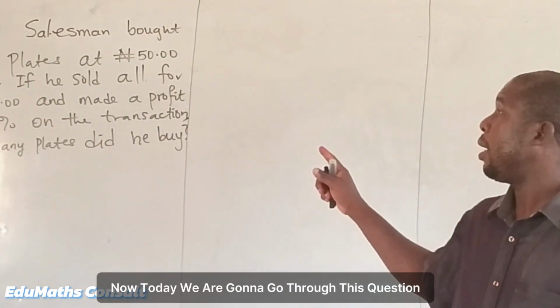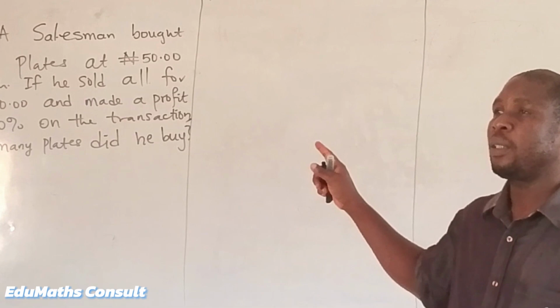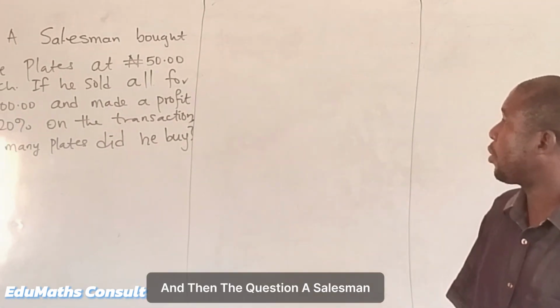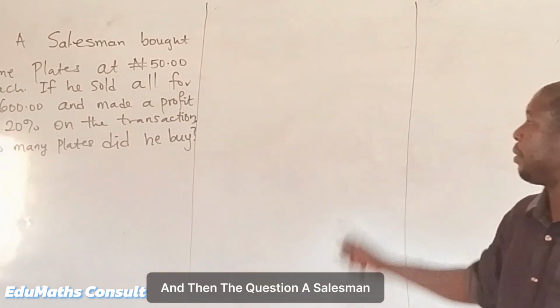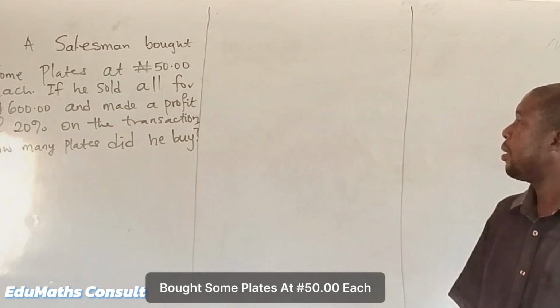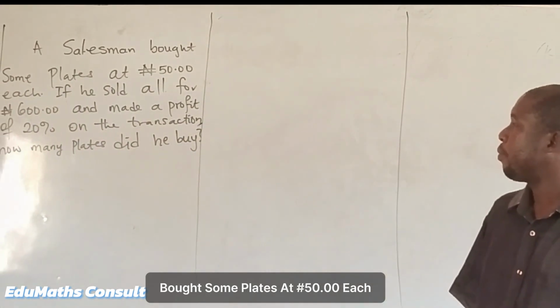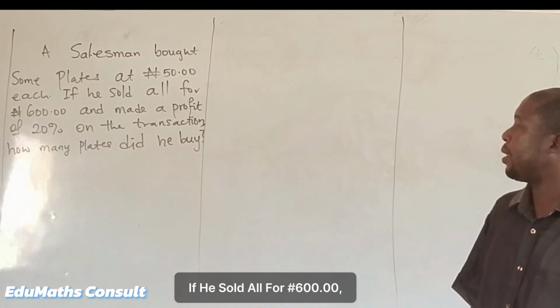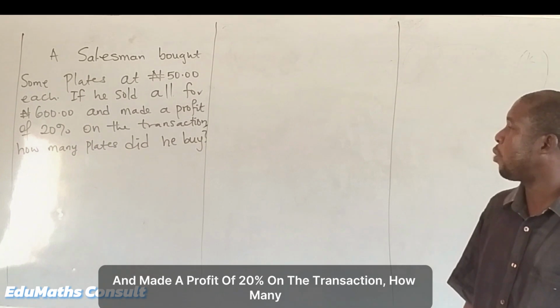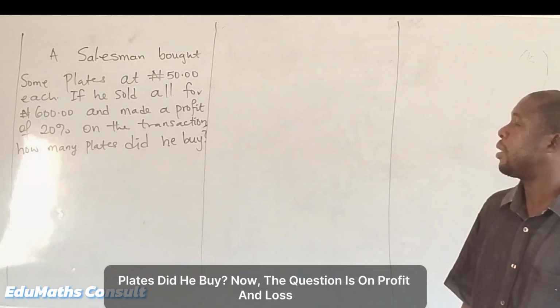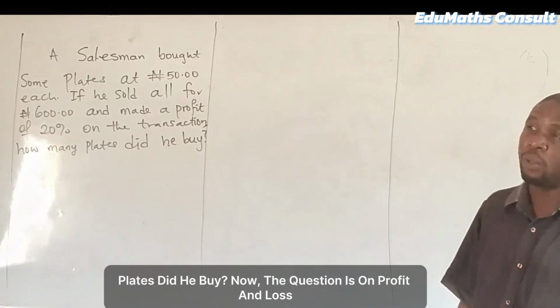Now, today, we are going to go through this question. The question is: a salesman bought some plates at 50 naira each. If he sold them off for 600 naira and made a profit of 20% on the transaction, how many plates did he buy? Now the question is of profit and loss.